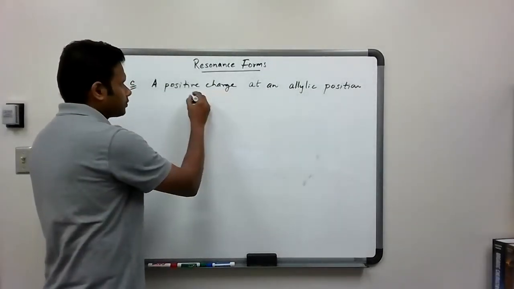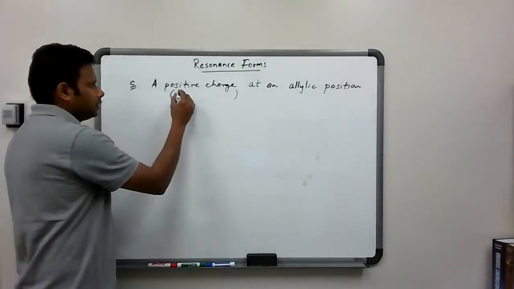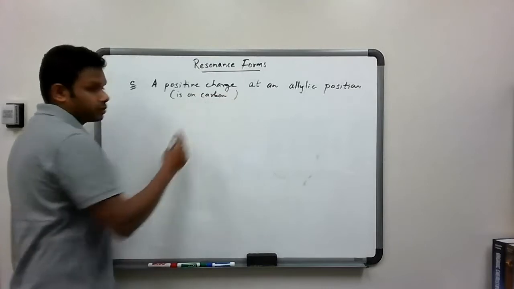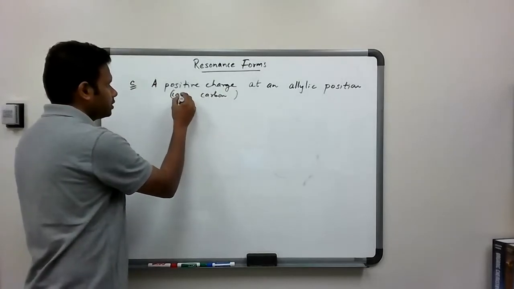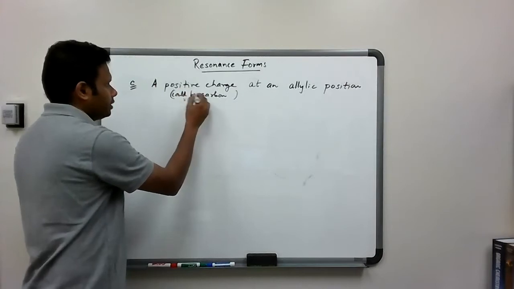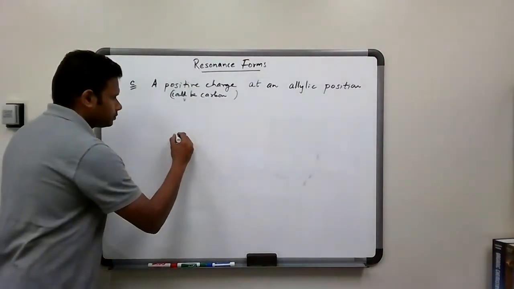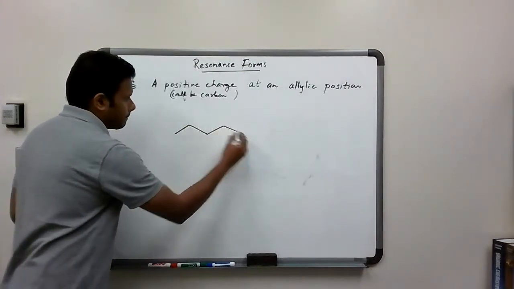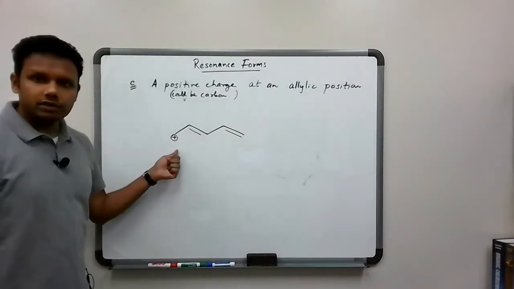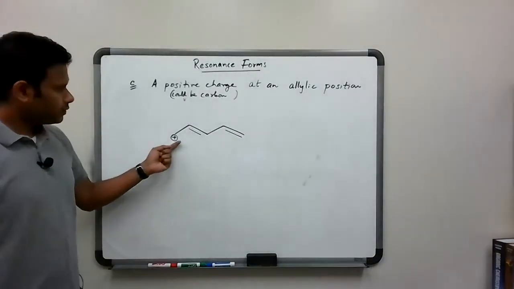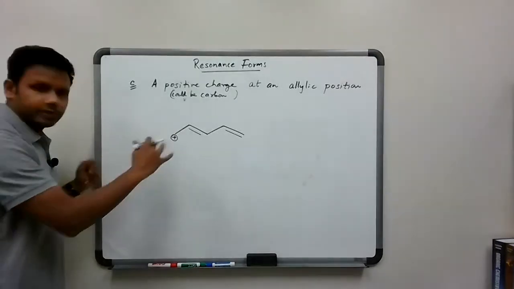Now this positive charge, in most of the organic compounds that we're going to see, could be on carbon. But it could be on other atoms as well. So let me show you an example of this. We have a positive charge in this structure, and if you look at it, it is at an allylic position. I'll let you think about it a little bit while I draw the structure.